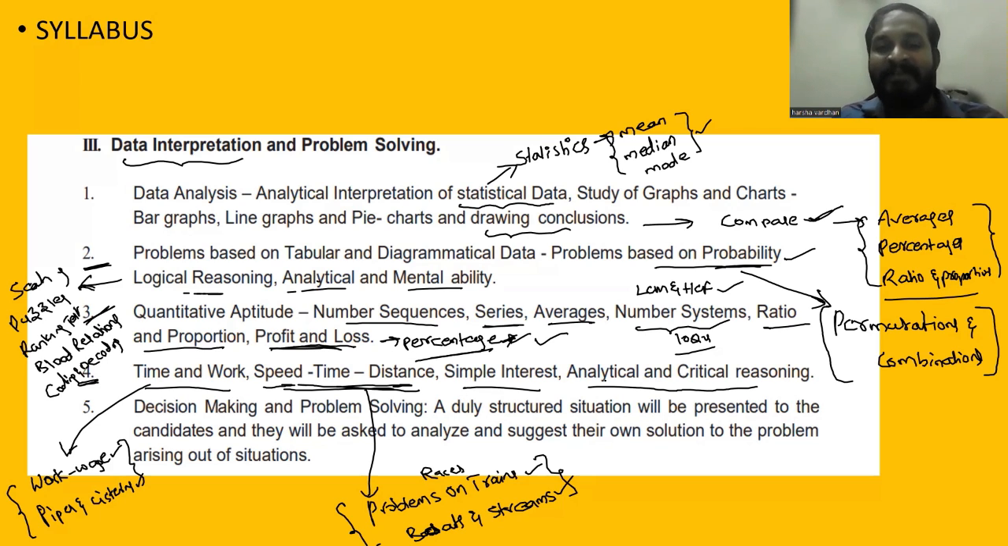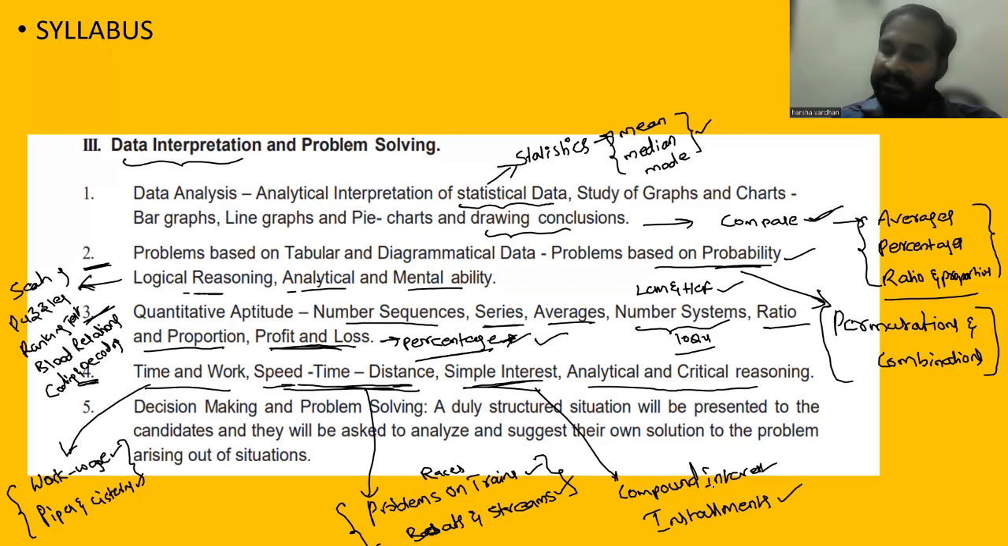Don't worry. And when it comes to simple interest, in this concept we will also learn compound interest. We will not neglect it. Compound interest as well as installments, questions based on installments. Definitely, we will learn these concepts also under our simple interest concept.